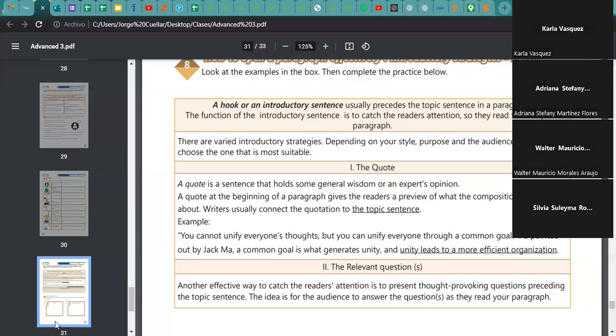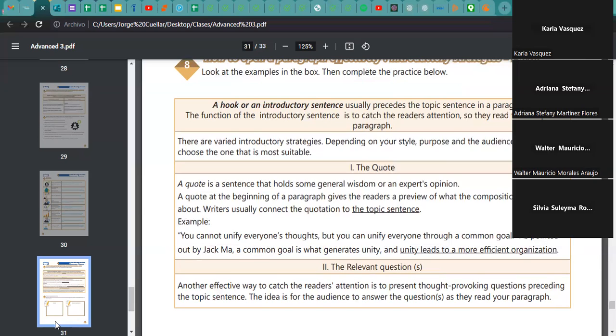A quote is a sentence that holds some general wisdom or an expert's opinion. A quote at the beginning of the paragraph gives the reader a preview of what the composition will be about. Writers usually connect the quotation to the topic sentence. Example: "You cannot unify everyone's thoughts, but you can unify everyone through a common goal." As pointed out by Jack Ma, a common goal is what generates unity, and unity leads to more efficient organization. The provoking question: another effective way to catch the reader's attention is to present provoking questions preceding the topic sentence. The idea is for the audience to answer the questions as they read your paragraph.